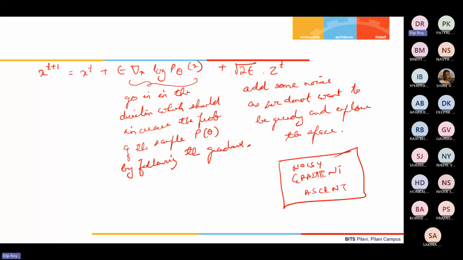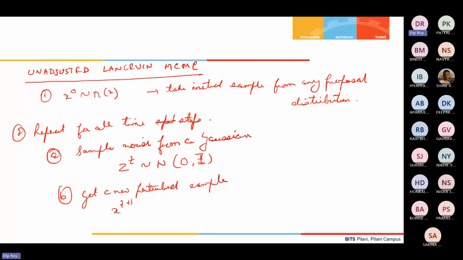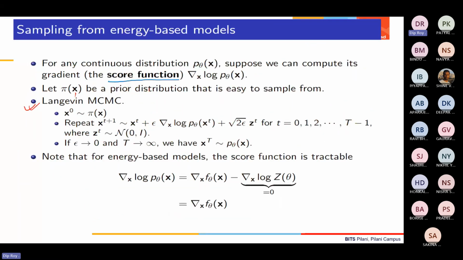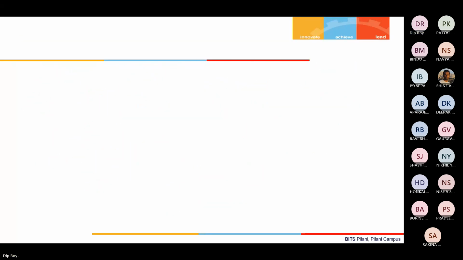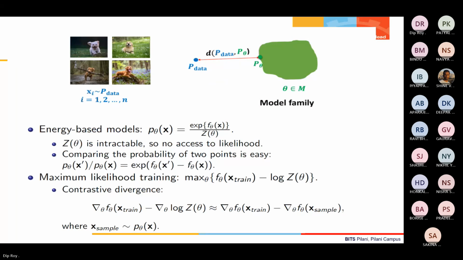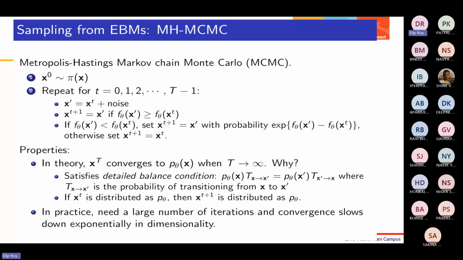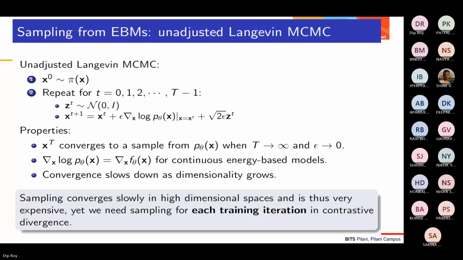All right. So this is the second method, which is called the unadjusted Langevin dynamics. And now let's move forward. All these things we have discussed. Unadjusted Langevin dynamics we have discussed.